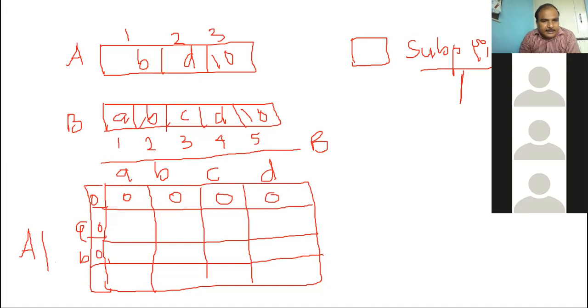So 0 rows and 0 columns are there by default. You have to draw it. Why do you have to draw it? Because you have not taken the index of 0. That's why the index 0 is taken as 0. Understood this? Shall we continue?